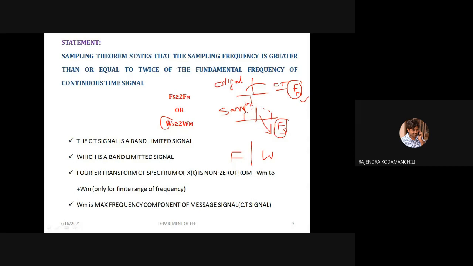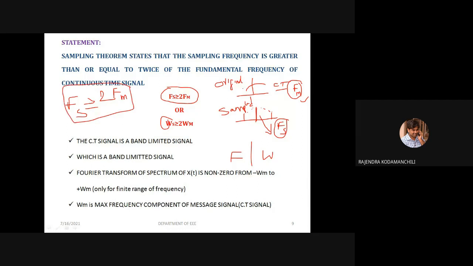What about the sampling theorem statement? Fs is greater than or equal to 2fm. That means the sampling frequency of the discrete signal is greater than or equal to twice the fundamental frequency, that is, the frequency of the original signal. Now our intention is very simple.